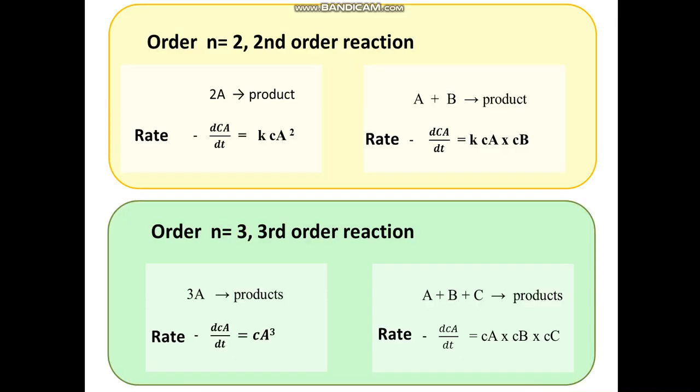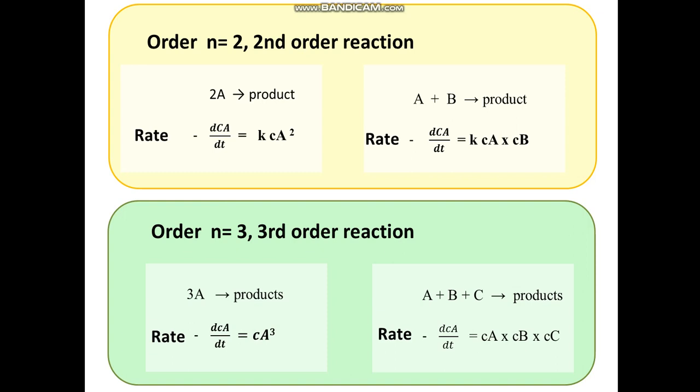For the second order reaction, n is equal to 2, there are two different types of reaction. That is 2A giving products. We have the rate expression minus dCA by dt is equal to K into CA square. That is, the rate of the reaction is directly proportional to the second power of the concentration of the reactant, K into CA the whole square.